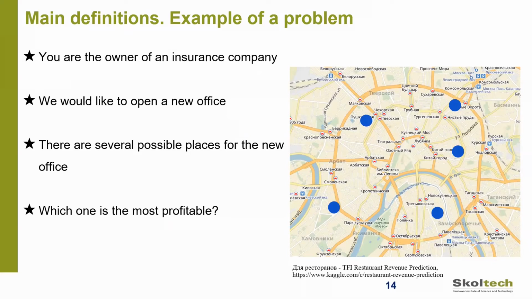Let me provide a very simple example. It's an example from another domain, a business related example, but I think it's very easy to understand. So again, this part is mainly for those who are not familiar with the machine learning process. Imagine that you are the owner of an insurance company, and you already have several offices across Moscow, and you would like to find the best place for a new office. There are several possible places for the new office, and which one is the most profitable? So we would like to predict that if we put the office here, or if we put the office here, what profit we get from that. And based on this prediction, we will select the best possible place for the office.